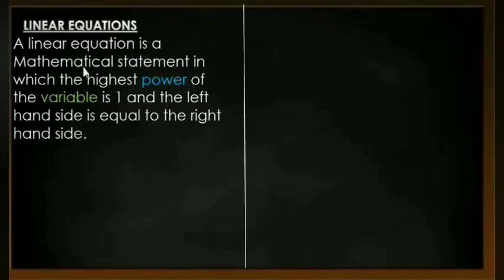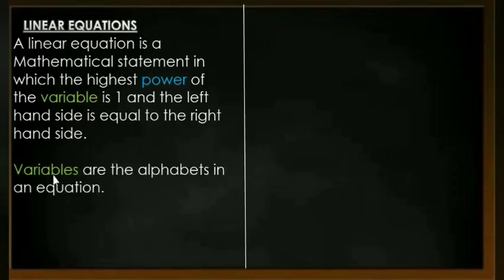So as a way of introduction, a linear equation is a mathematical statement in which the highest power of the variable is 1 and the left-hand side is equal to the right-hand side. Take note of these two keywords, power and variable. What are variables? Variables are the alphabets in an equation.